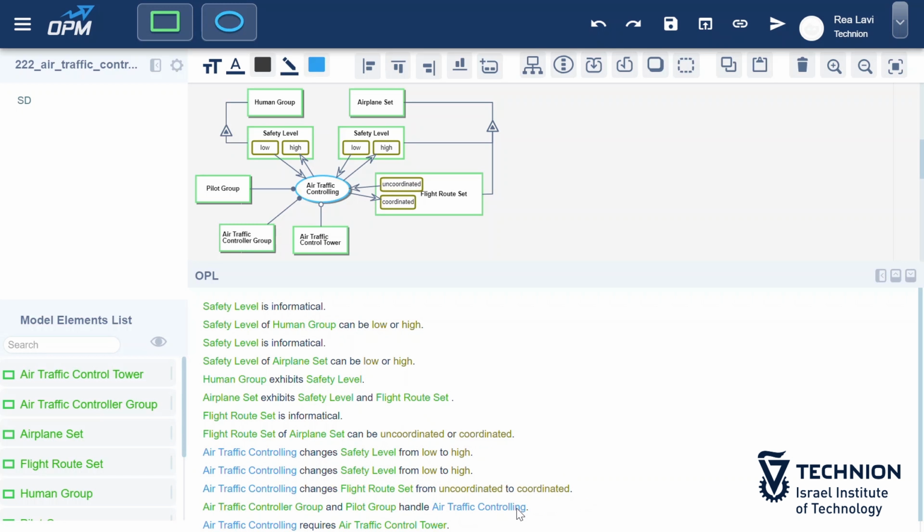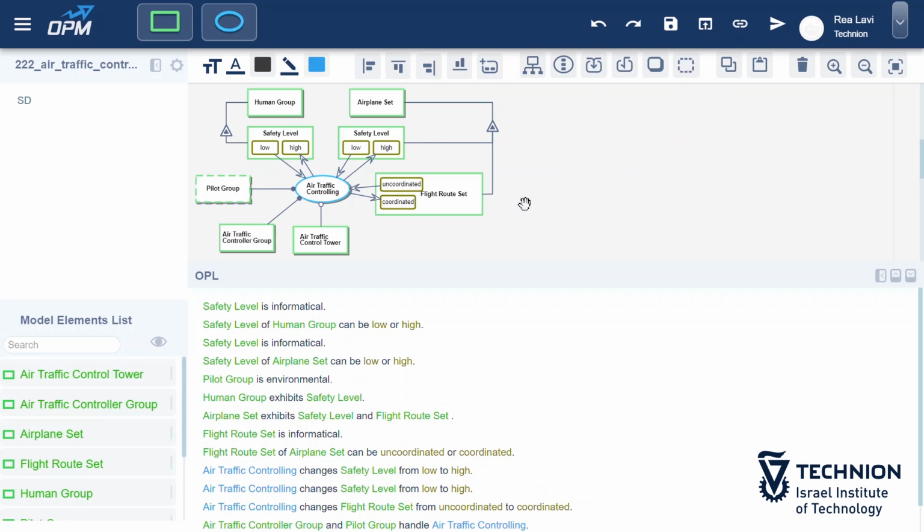But hold on a second. Is pilot part of the air traffic control system? On one hand, we need pilots to enable the main process, but on the other hand, as systems engineers of the air traffic control system, we cannot influence the pilots, as they are beyond the scope of our system. We will therefore designate pilot as an environmental object by changing its contour from solid to dashed. In the next video, we will learn more about environmental things and the difference between them and systemic things.